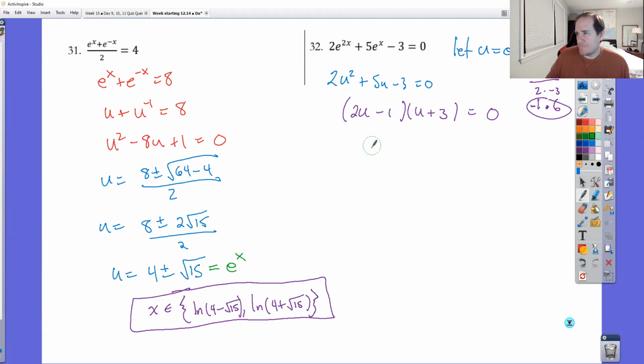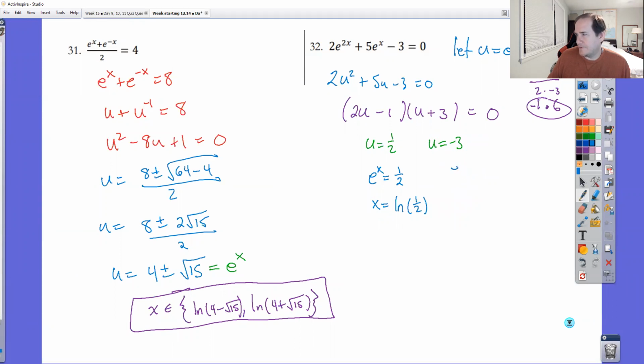That's going to generate a u that equals positive 1/2. This guy's going to generate a u that equals negative 3. And again, if u is equal to e to the x, then we have e to the x equals 1/2, which gives us an x value that is the ln of 1/2. And that's fine. That's a positive value. So that's going to be one of our answers.